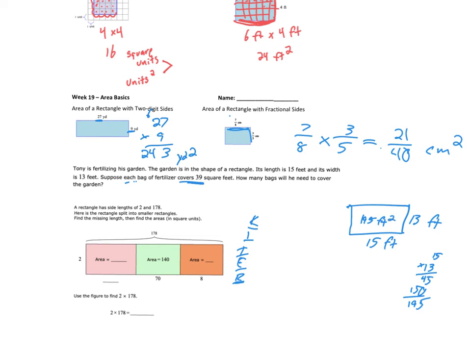Don't just write 195 feet inside of it. Make sure you have that squared. That's important. Suppose each bag covers 39 square feet. So one bag, 39. Another bag, 39. Another bag, 39. So this is repeated subtraction or division. So we're figuring out how many 39s fit into 195. And the answer to that is 5. So you need 5 bags.